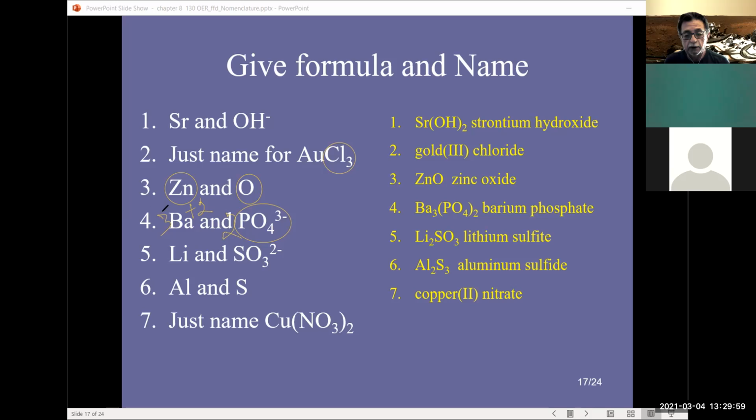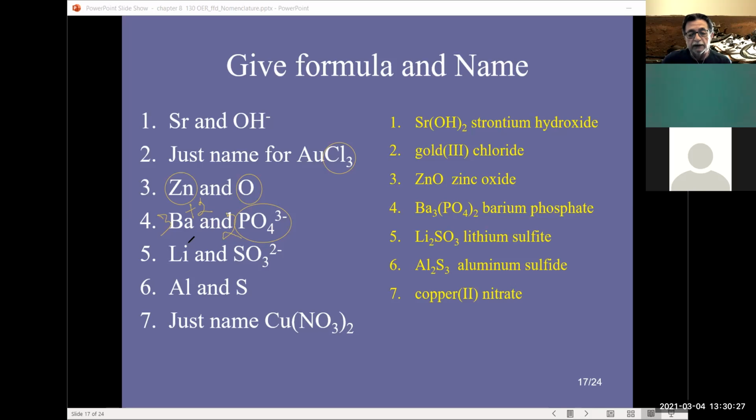Lithium. Again, we have a polyatomic ion and SO3 -2. So we look that up. The key here is SO3. Okay, so make sure you grab the right one because there are 2 of them. There is a sulfate that has 4 oxygens, and there is a sulfite that has 3 oxygens. Okay, so that's the polyatomic ion.